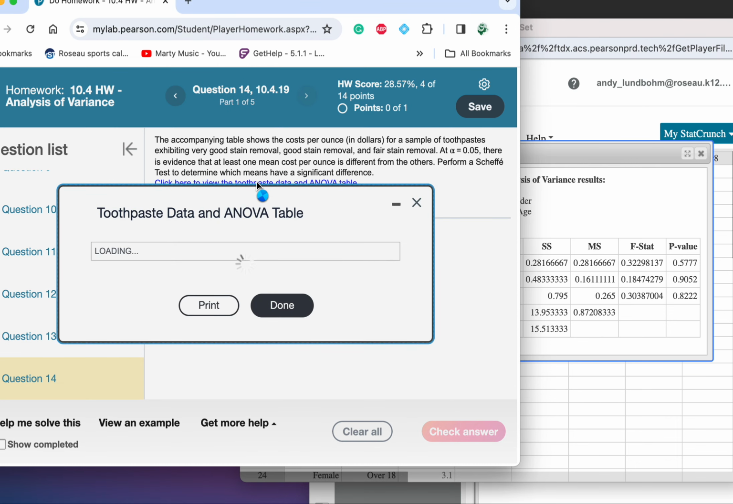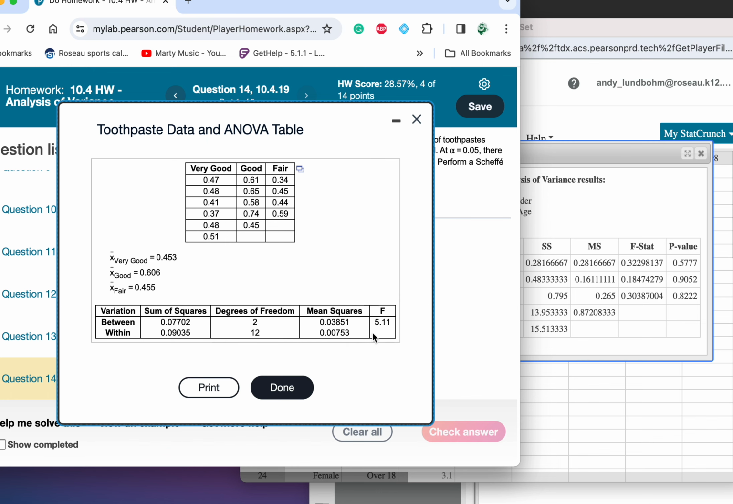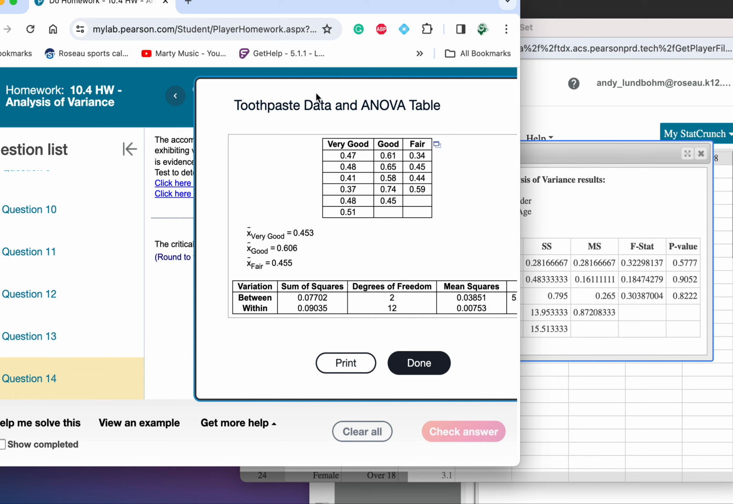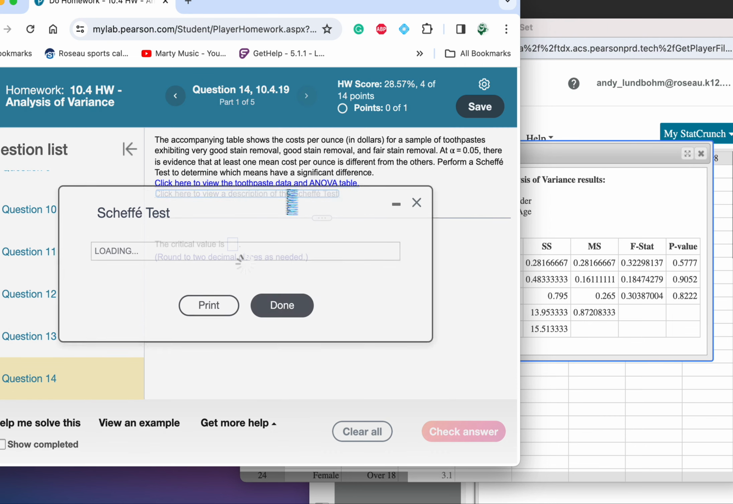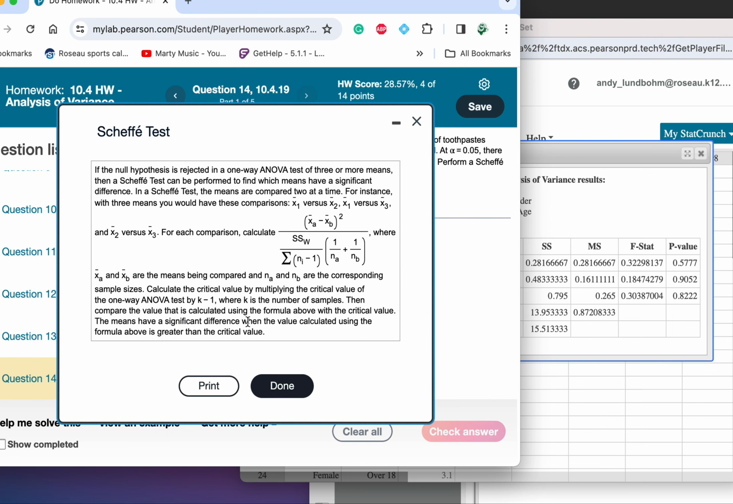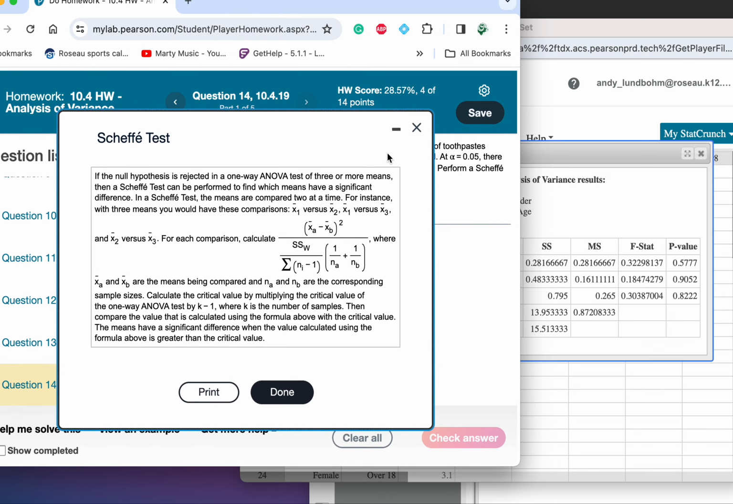Here's my data. A one-way ANOVA test was already completed. What I'm going to need out of this for the critical value are the degrees of freedom, 2 and 12. And then this is how you perform the Scheffé test. It looks really difficult, but we will figure this out.